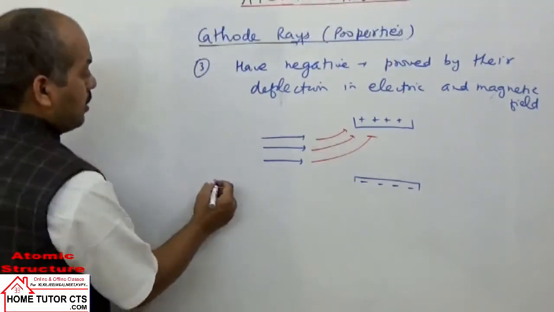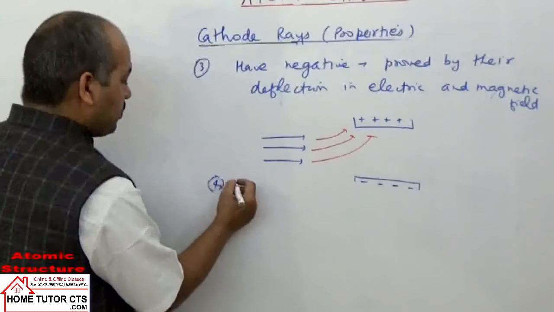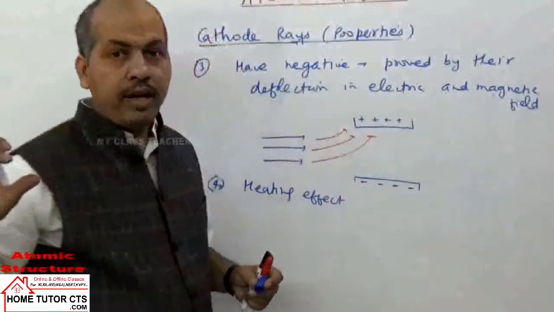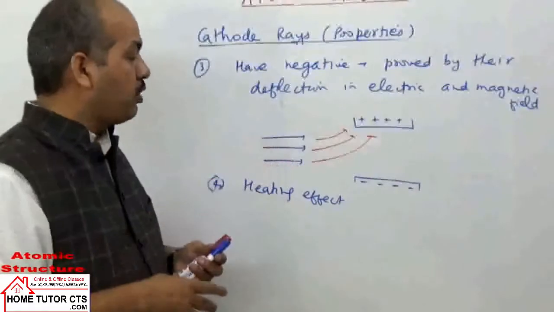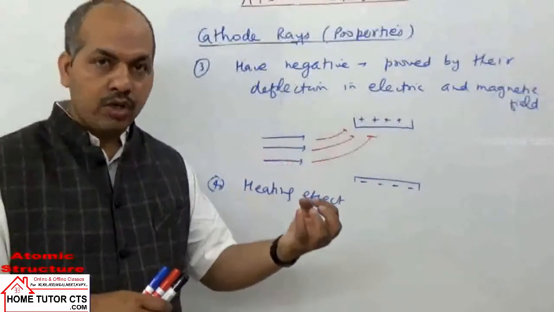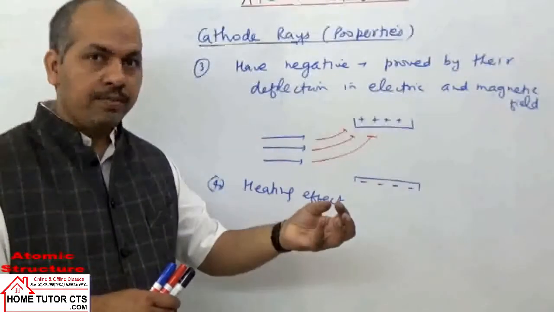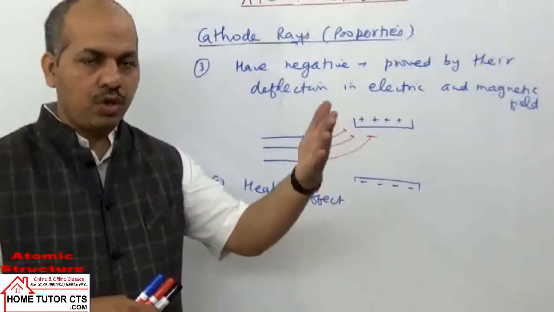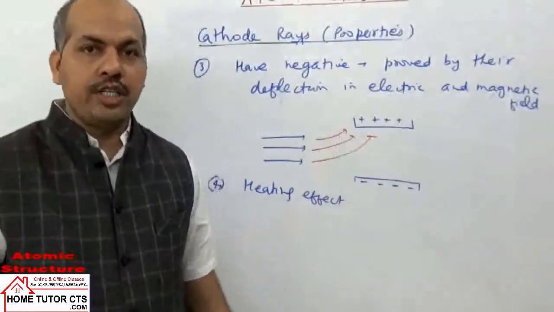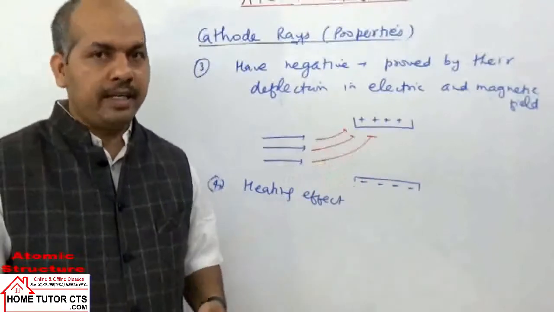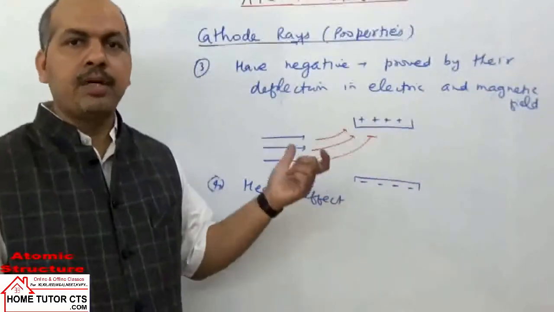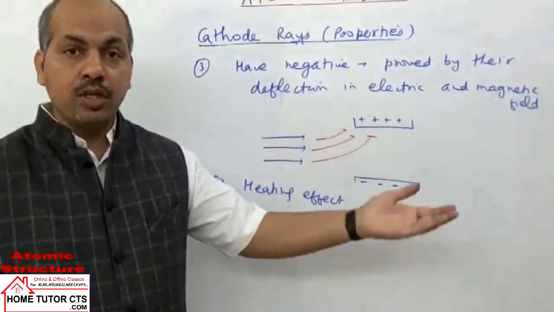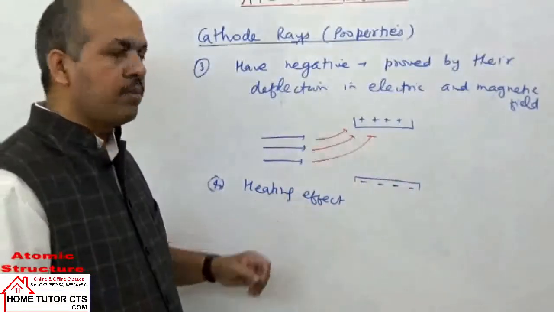Then the next point can be taken. They have heating effect. Meaning, if I take a metal foil and direct the cathode rays continuously on it, the metal sheet will show some heating. This heating can be explained only by energy transfer, that the cathode rays have some kinetic energy. That energy is transferred to the metal sheet, and then the metal sheet shows a heating effect.